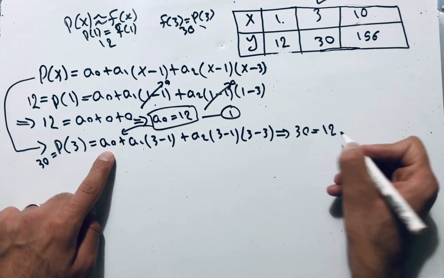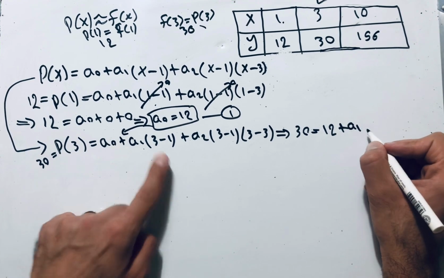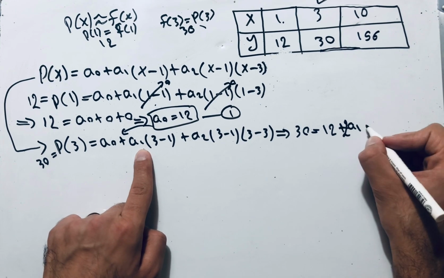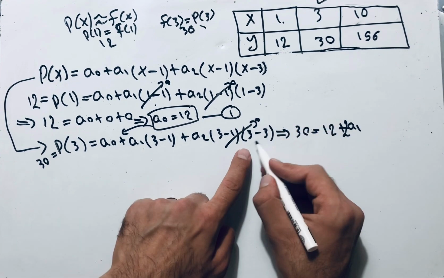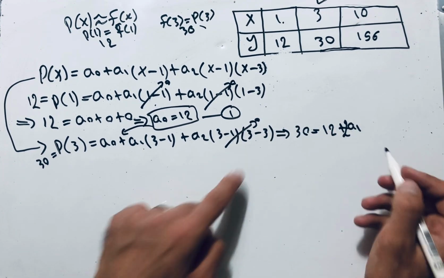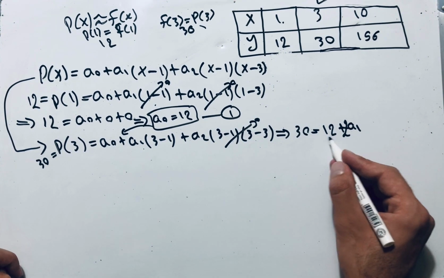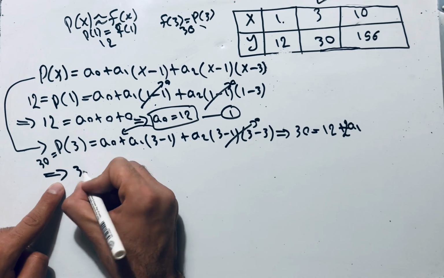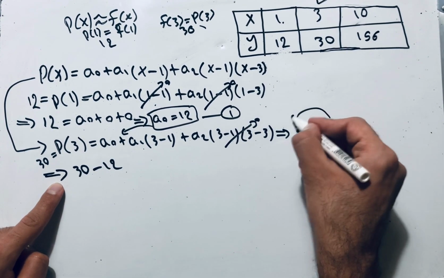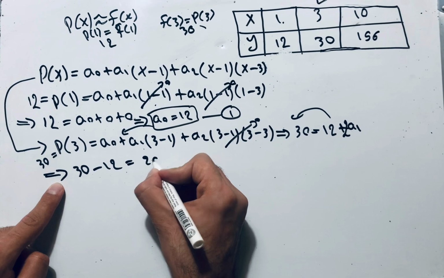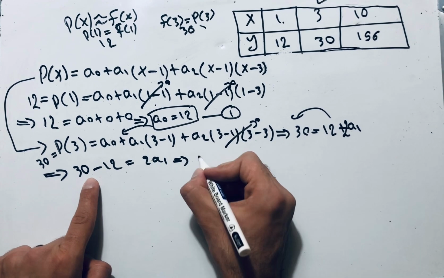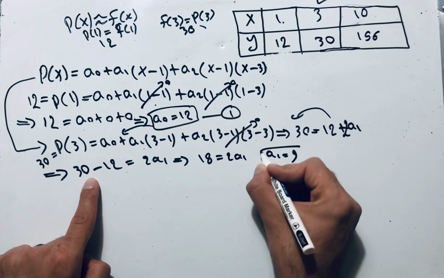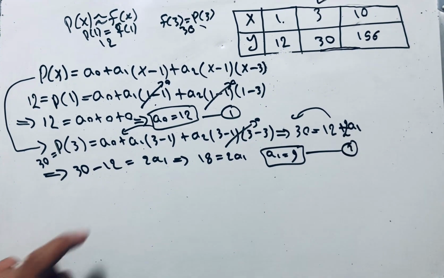So this is 12 plus a1. So 3 minus 1 is 2. So basically just 2a1. And the whole thing becomes 0 because 3 minus 3 is 0. Okay. So now this is just a simple calculation. So 30 minus 12, we're going to be moving this to the other side, and then 2a1, or just 18, is equal to 2a1, or just a1 being equal to 9. Okay, this is the second value.